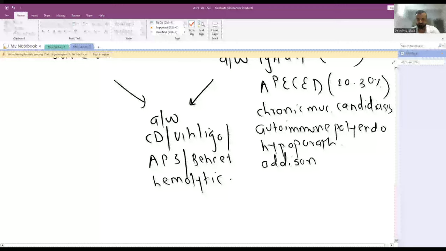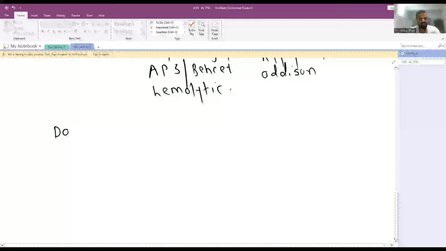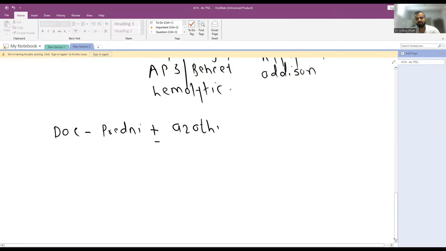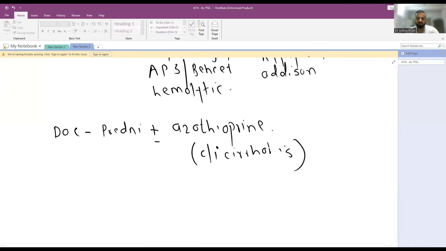Treatment, drug of choice. The drug of choice is a combination of prednisolone plus or minus azathioprine. Azathioprine has two uses. First, it is an adjunctive therapy. Second, it is a steroid sparing therapy. But azathioprine is contraindicated with cirrhosis. Though it is used here in liver failure, azathioprine itself is mildly hepatotoxic. So there are chances that azathioprine itself might cause cirrhosis. So in very severe cases, azathioprine is not to be used.